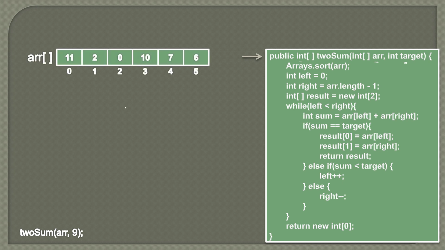This is the array having values 11, 2, 0, 10, 7 and 6. So these are 6 elements from index 0 to 5. And the target we are providing is 9. So we want to find a pair of numbers such that if we sum them we get the value 9. Moving ahead.